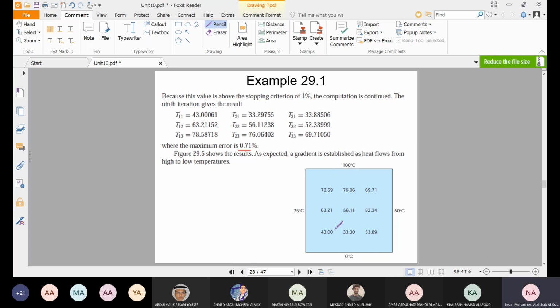So as a result, these will be the values for the inner nodes. So this is the second method that we talked about in the previous lecture, how we can solve the Laplace equation using two methods.